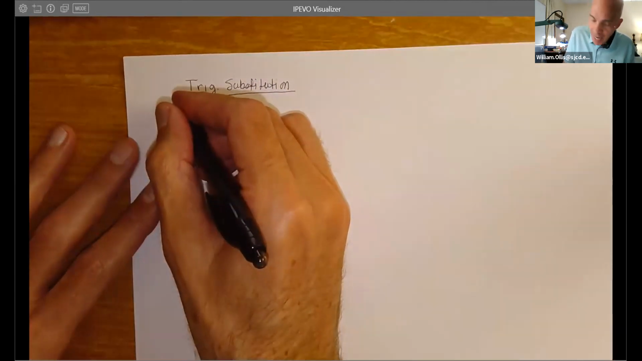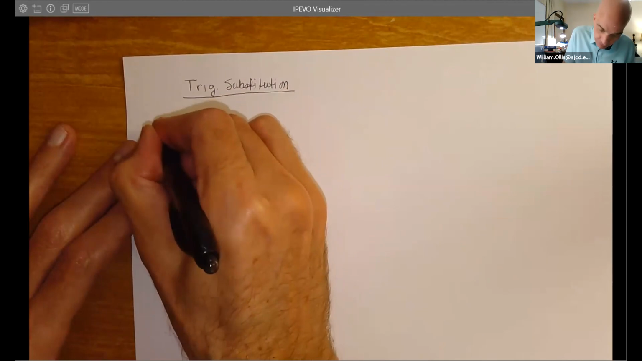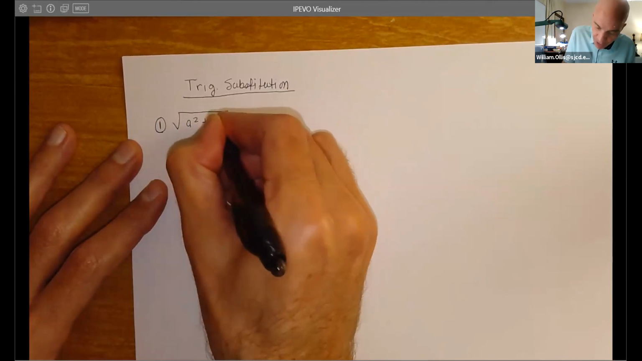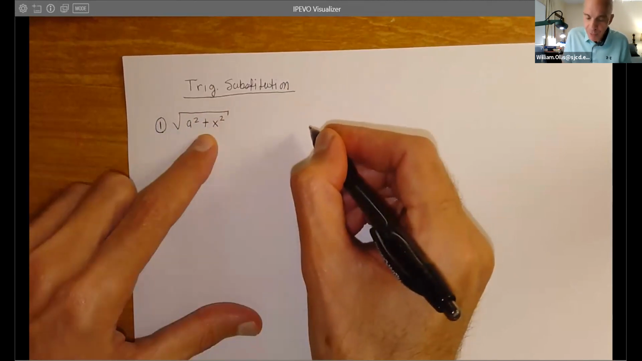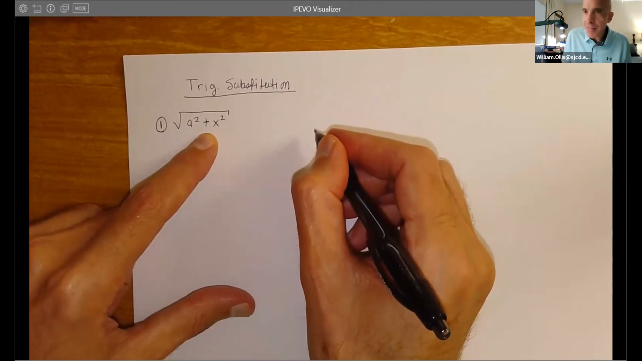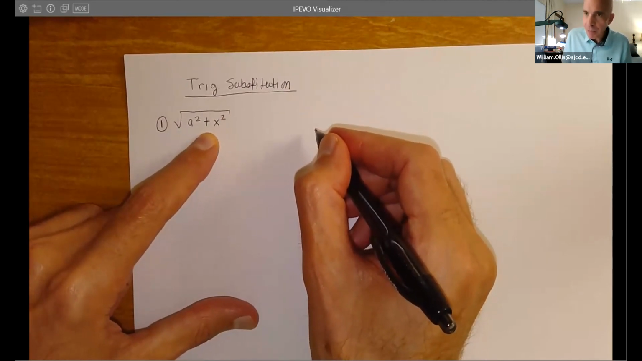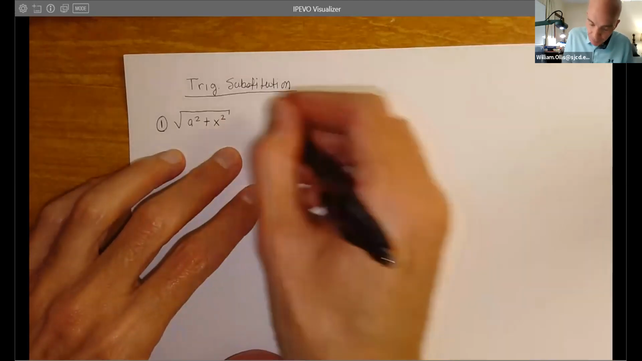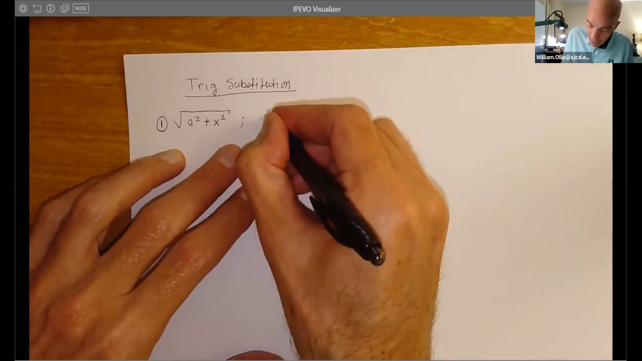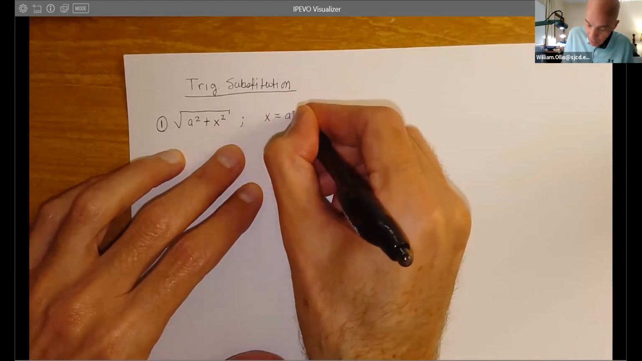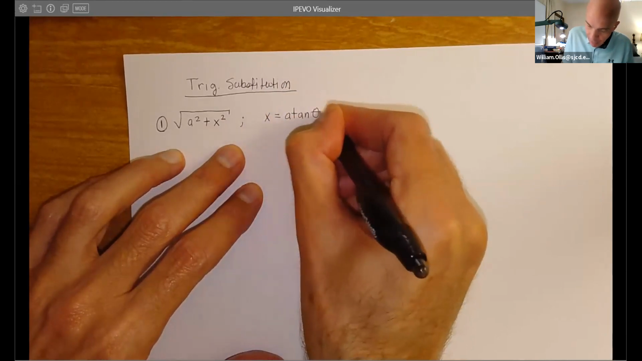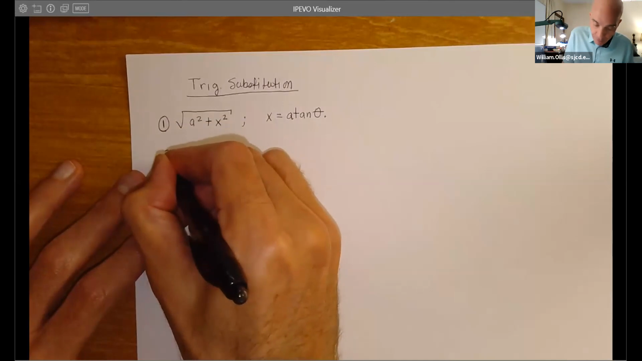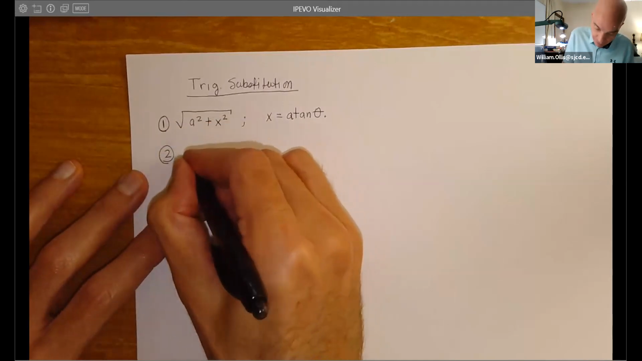If you have this kind of formula, number one, if you have the square root of a squared plus x squared, just practice with these and figure out what this radical would be. In this case, we figured out that it was going to be secant, right? But you'll have to think about where the theta lives using the inverse trig function. So this is going to be x equals a tangent theta. That's the substitution.